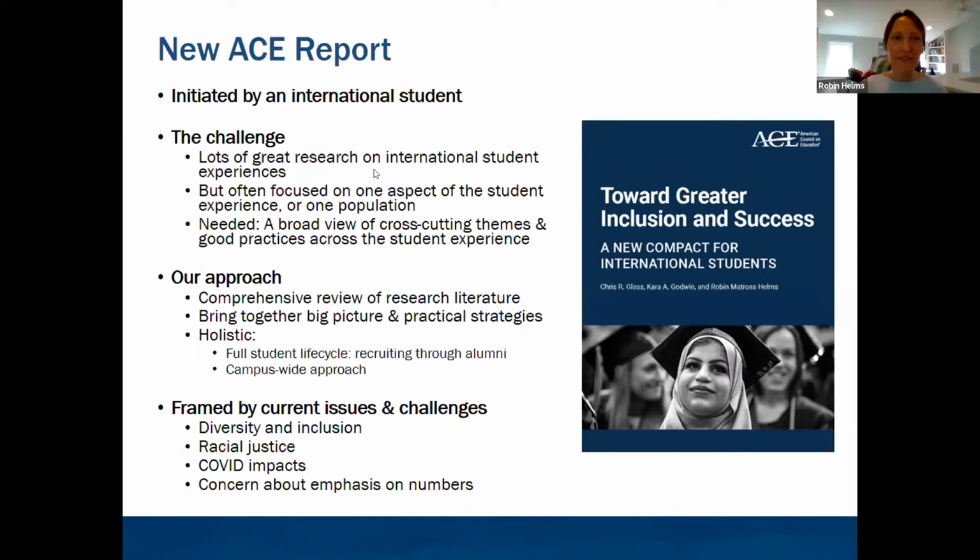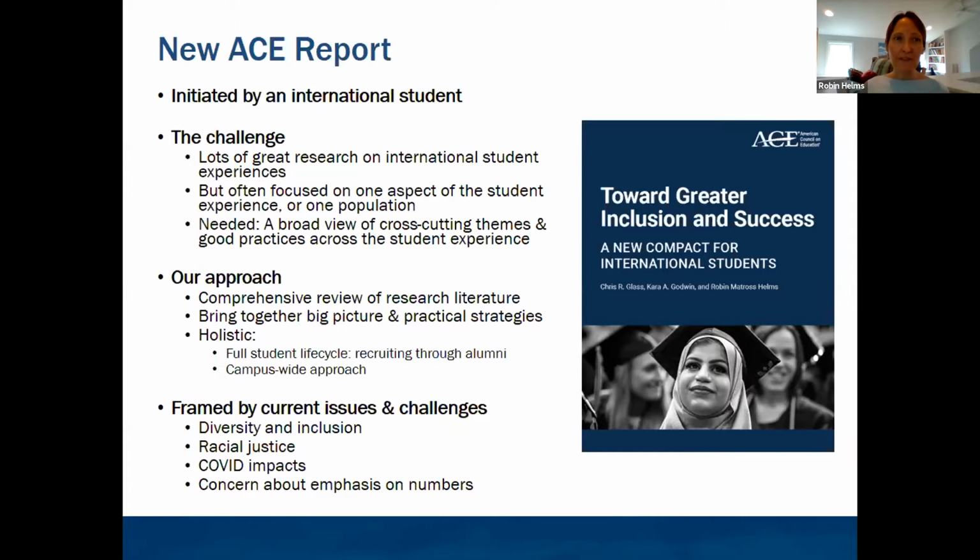Okay, well, as Stephanie mentioned, we released a new report from ACE in February called Toward Greater Inclusion and Success, a new compact for international students. And I'll start with a little bit of background about the study and the report that resulted from that study. So one of my favorite things about this project was that it was actually initiated by an international student, a graduate research associate who was working with us at ACE a couple of years ago. And she saw the need for this project based on what she saw in her own research in the literature on international student success, as well as her own experience.